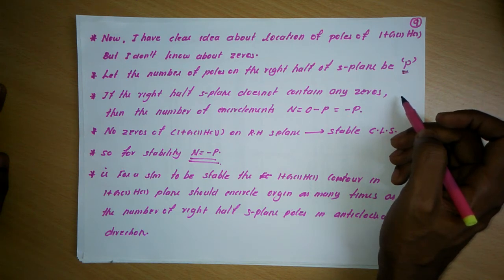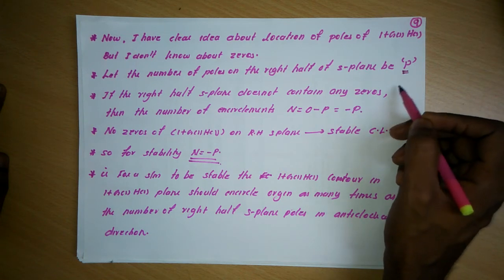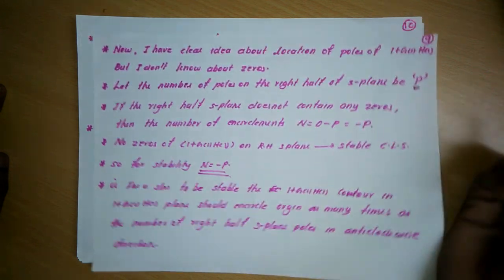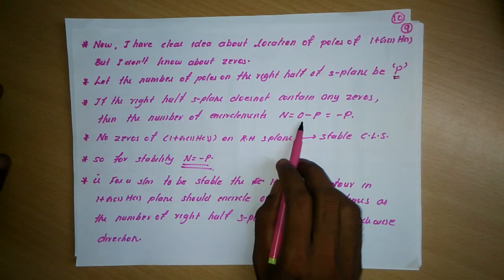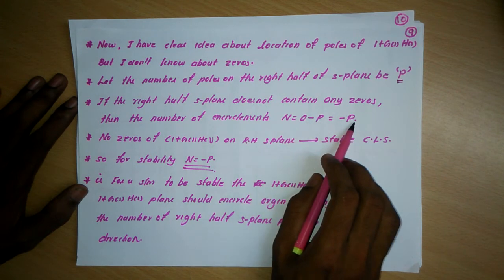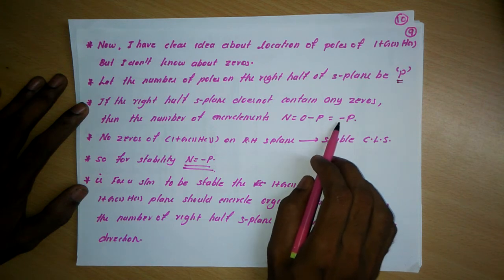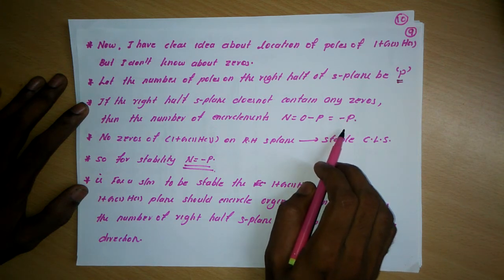The number of encirclements made by the F(s) contour around the origin should be what? It should be 0 minus P, that is Z minus P, which means minus P. So if the right half S-plane does not contain any zero, the F(s) contour should encircle the origin P number of times in the anti-clockwise direction.